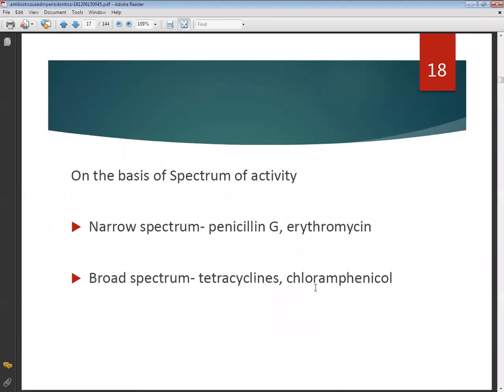Also, antibiotics are usually classified based on their spectrum of activity. They are broadly classified into narrow spectrum and broad spectrum antibiotics. Examples of narrow spectrum antibiotics are penicillin G and erythromycin. Broad spectrum antibiotics are usually chloramphenicol and tetracyclines.